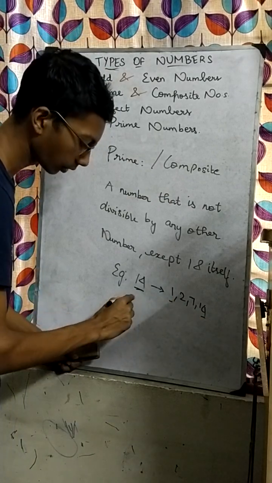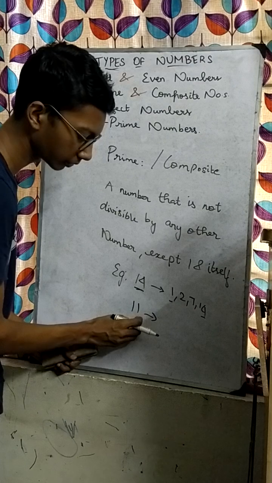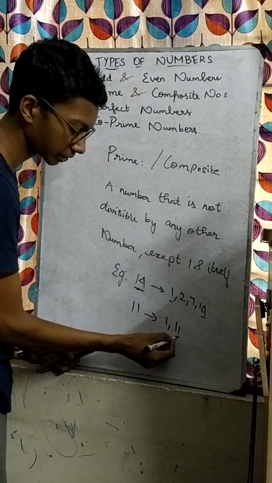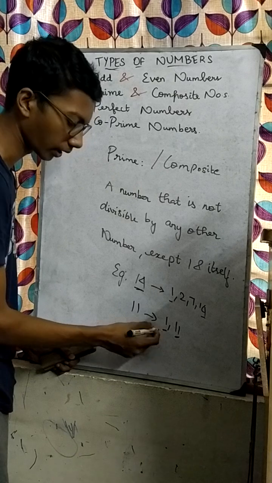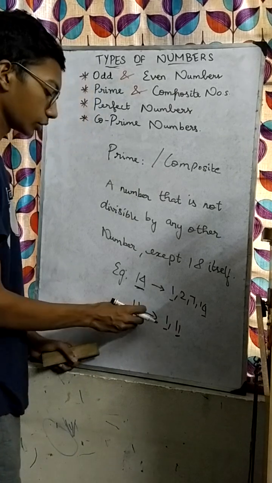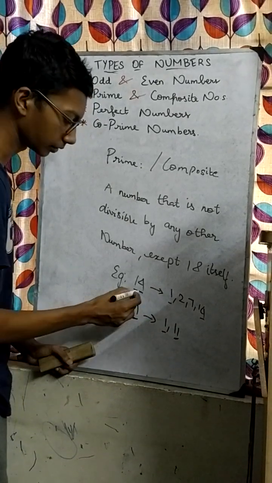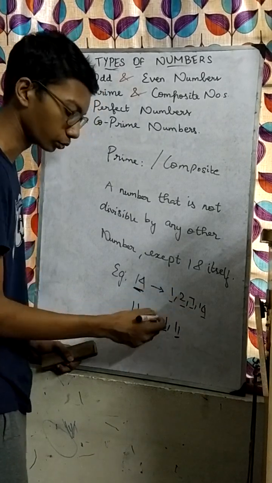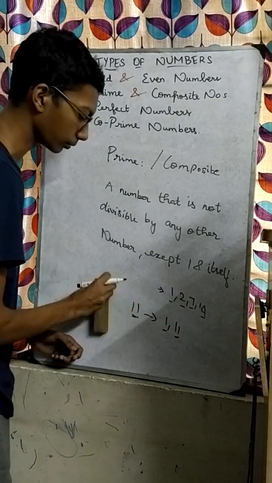If we take a number like 11, the divisors are 1 and 11. So it is divisible by itself and by 1. So this is a prime number, and 14 is not a prime number because it is divisible by other numbers too. So this is the thing with prime numbers.